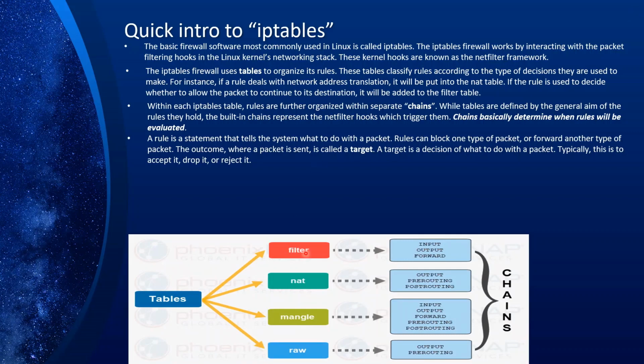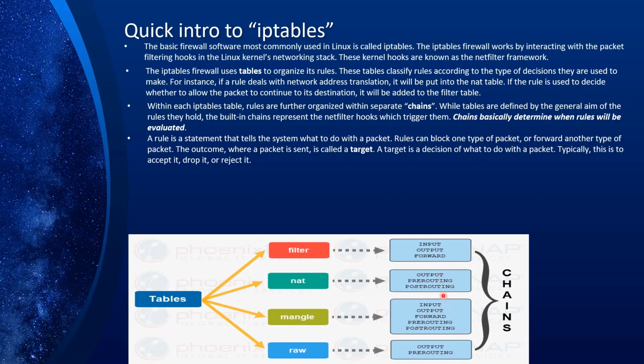So this shows you various types of tables within iptables. Those are filter, NAT, mangle, and raw. There's also another table called security that, for brevity, I'm not going to talk about today. And as you can see, each table is governed by various chains, and not all chains or the timing of the rules apply to all of the tables.